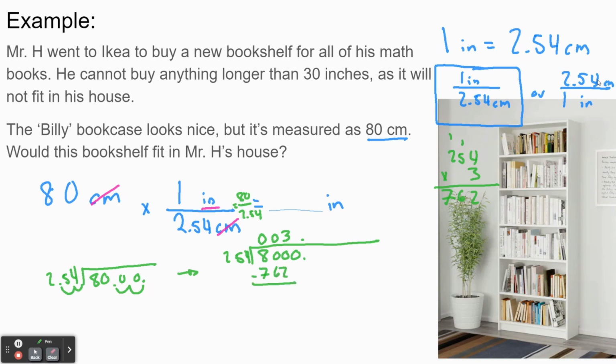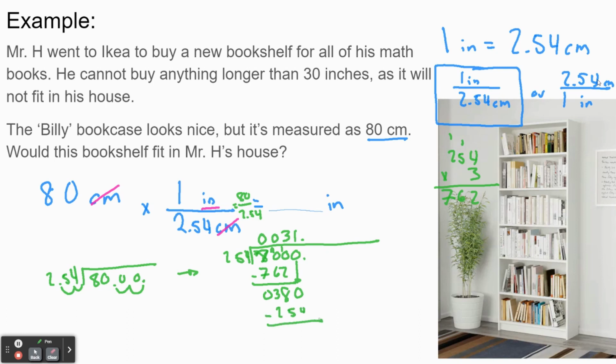subtracted from 800. We have to borrow a 7, which means we're going to borrow 1 from here and here. We get 38, and 0. We have to take our next 0, drop it down. How many times does 254 go into 380? Just once. We know that's just going to be 254.